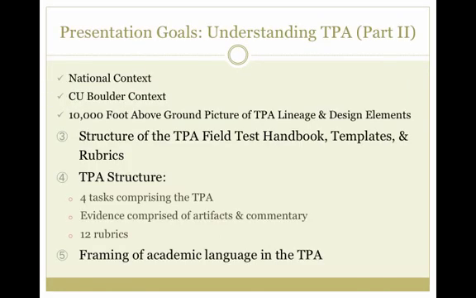Part 1 of the TPA overview addressed the national and CU contexts for adopting the TPA and gave you a big picture view of the TPA's lineage and key design elements. Part 2 introduces you to the organization of the field test handbook, templates, and rubrics. During this second part, you will take a guided walk through the structure of each TPA task and its rubrics. You'll be pausing throughout this presentation to read and annotate your field test handbook.